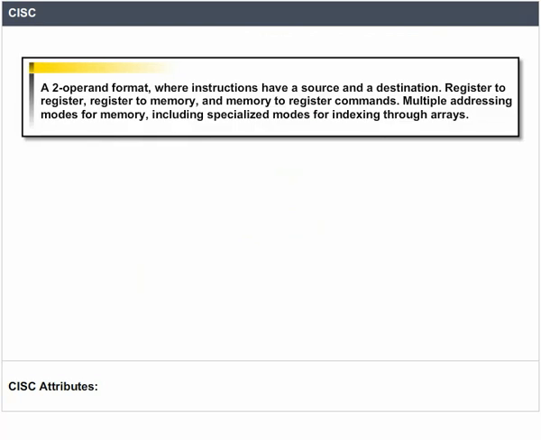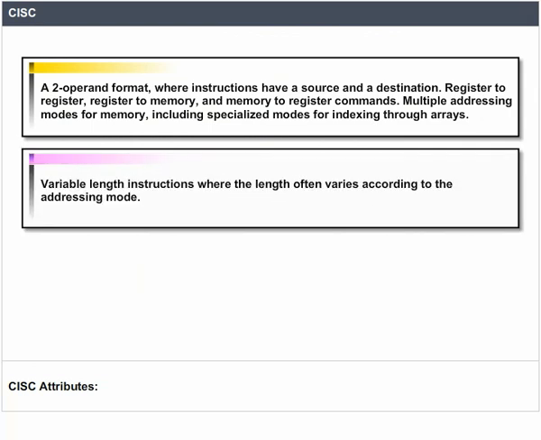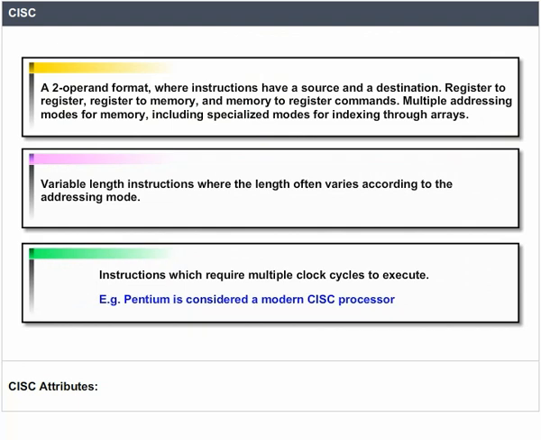CISC attributes: a two-operand format where instructions have a source and a destination, register to register, register to memory, and memory to register commands. Multiple addressing modes for memory, including specialized modes for indexing through arrays. Variable length instructions, where the length often varies according to the addressing mode. Instructions which require multiple clock cycles to execute. Example, Pentium is considered a modern CISC processor.